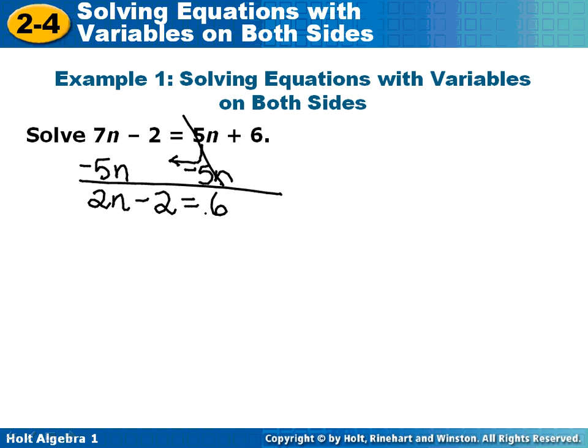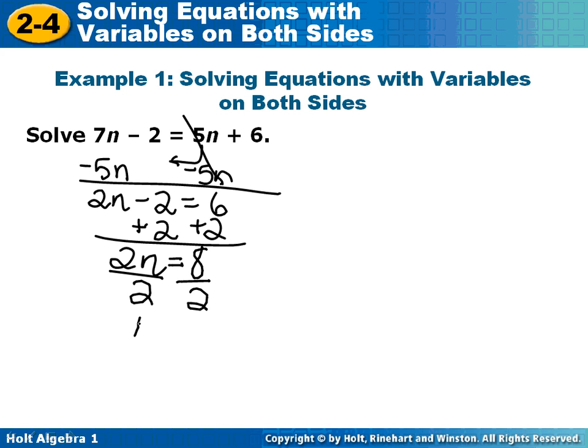Next, we move the numbers to the right. So I'm going to add 2 to each side. So 2n is equal to 8. And finally, we solve by dividing by 2, and n is 4. All right, next problem.